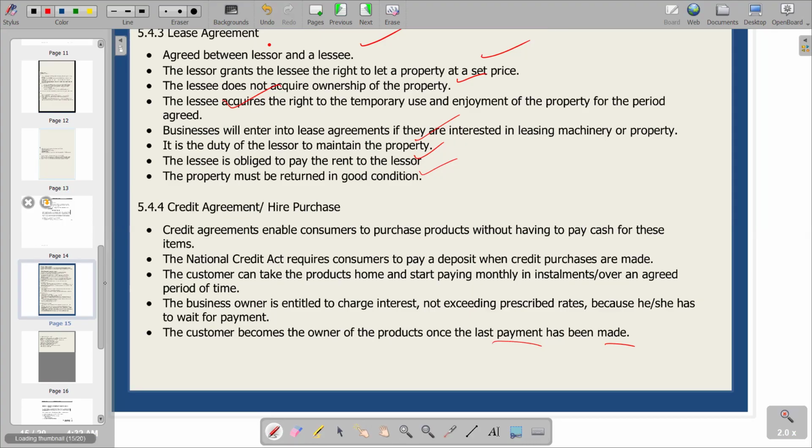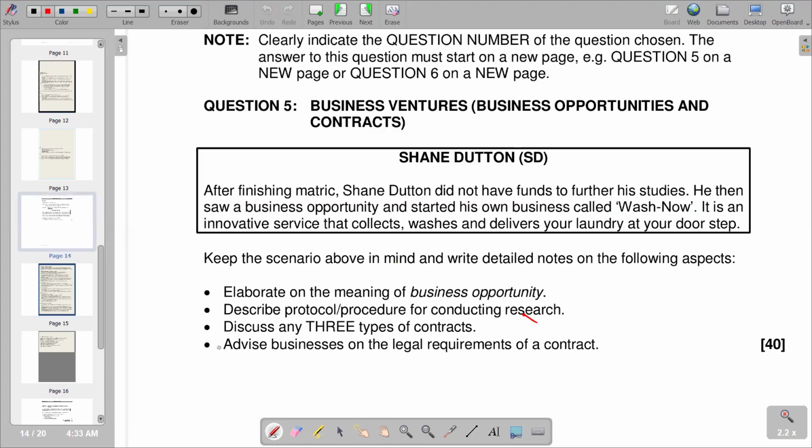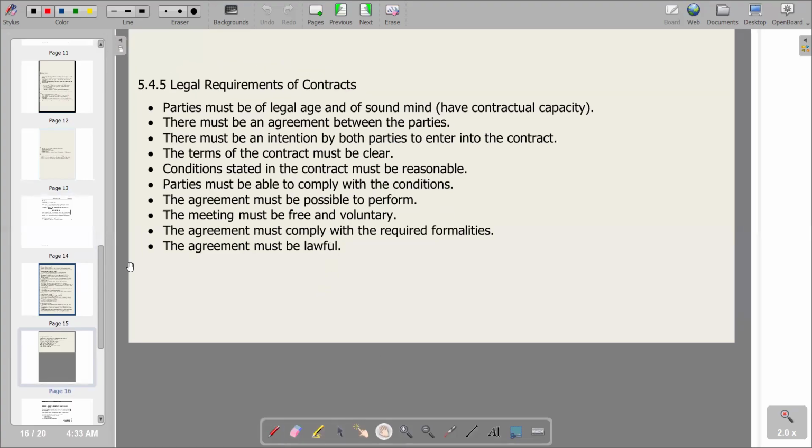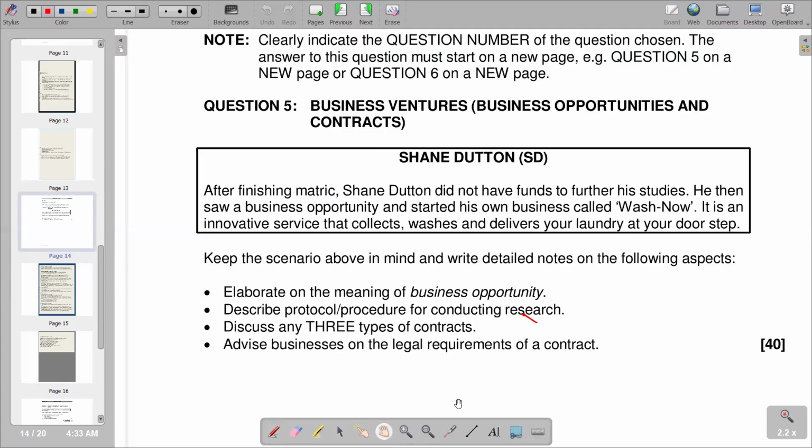Obviously, we move on to see what we have. And there we are saying the last part of the question: advise business on the legal requirements of a contract. What are the legal requirements? What does the law say about contracts? This is exactly what we have. So these are the legal requirements that we have. We've got various of them, many of them. But if you go to a person, you'd see that you're not given an allocation of marks there, but obviously at least 4 points can make you read there.